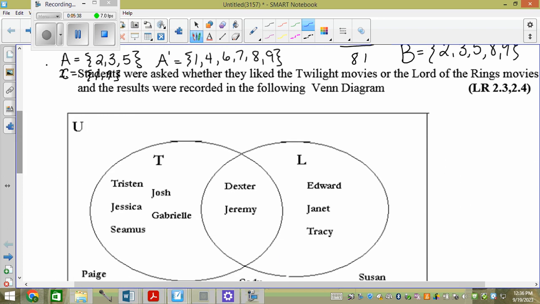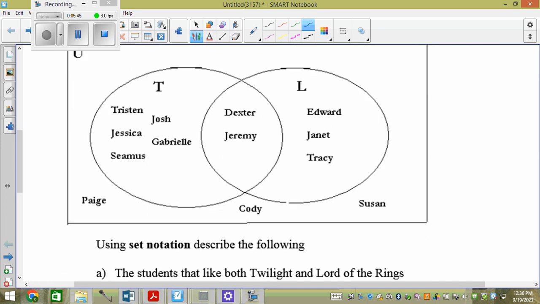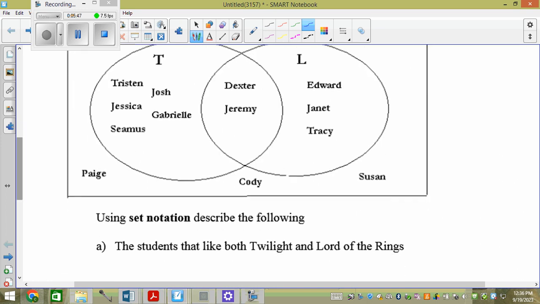Students were asked whether they liked the Twilight movie or the Lord of the Rings movies, and results were shown in the diagram below. Here we have set notation: describe the following. The students that liked both Lord of the Rings and Twilight. The catch here is that you need to do set notation, right? A lot of you just gave me numbers.